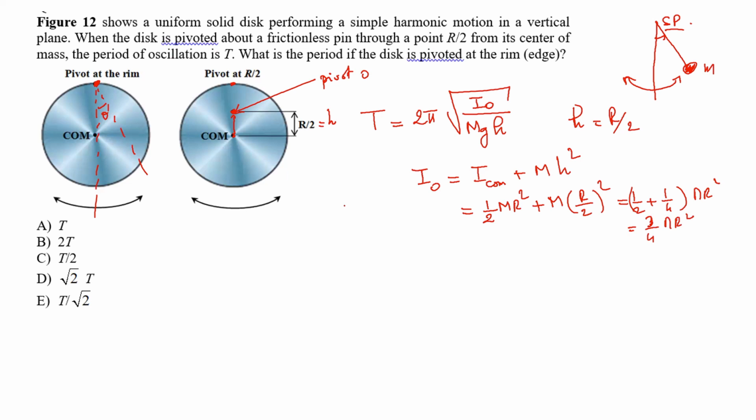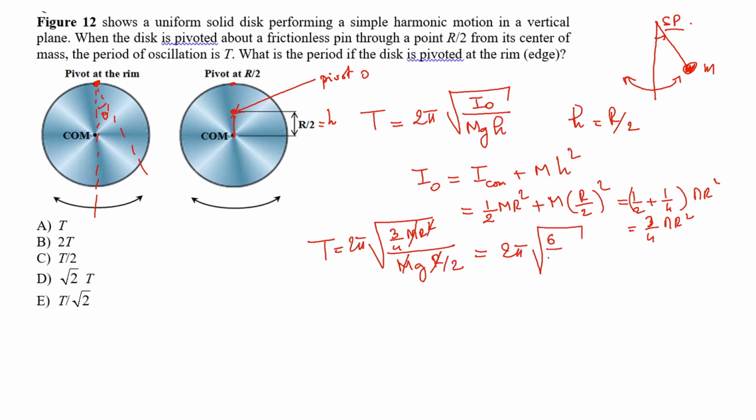Now let me come now to my period again. T, I will have 2 pi square root of 3 divided by 4 m R squared divided by m g h. h, which is R divided by 2, by the way. So you see the m simplifies. And the R here simplifies with this R, and I end up with a period which is equal to 2 pi square root of what?